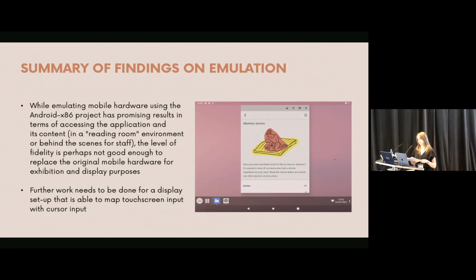I found through doing this emulation exercise and synthesizing the disk image that emulating mobile hardware using the Android x86 project has promising results, at least in terms of accessing the application in a reading room type of environment or behind the scenes for staff. But I must admit that the level of fidelity is perhaps not good enough yet to replace the original mobile hardware for exhibition and display purposes. Now, this is something that I'm working on, so maybe in the future this static disk image that I'm producing and the overall software package will be good enough to be used for exhibition and display. But at the moment, further work is needed for a display setup that is able to map touchscreen inputs with cursor input.